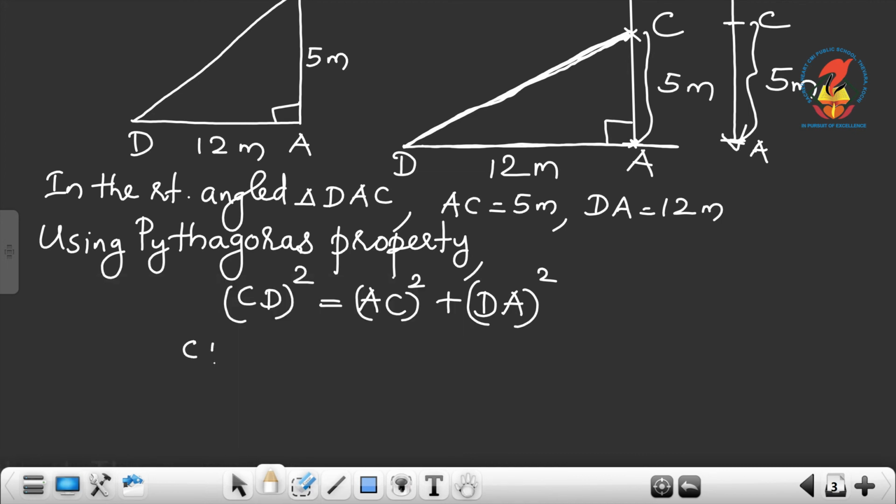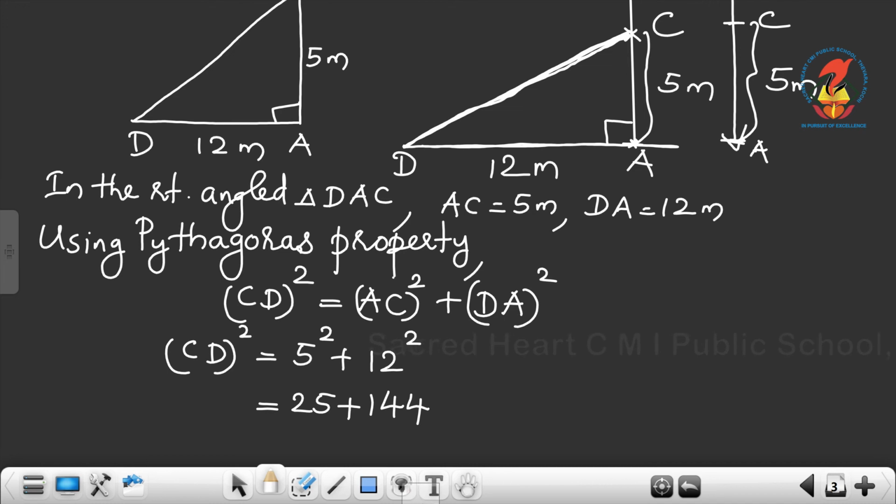Then CD square is equal to, AC is 5, so 5 square plus DA is 12, 12 square. Then 5 square, 5 into 5, 25, plus 12 square, 12 into 12, 144. Now 25 plus 144, what will you get? 169. So, CD square is equal to 169.